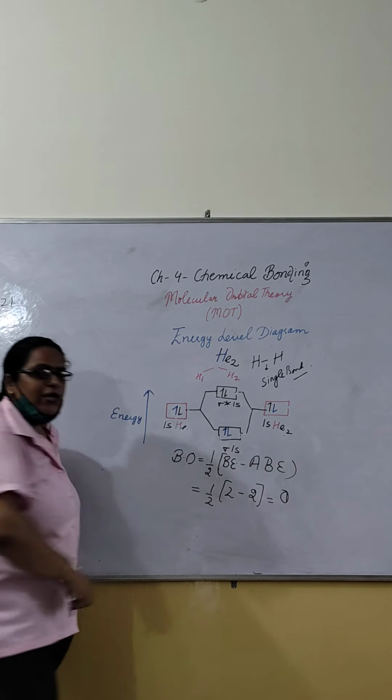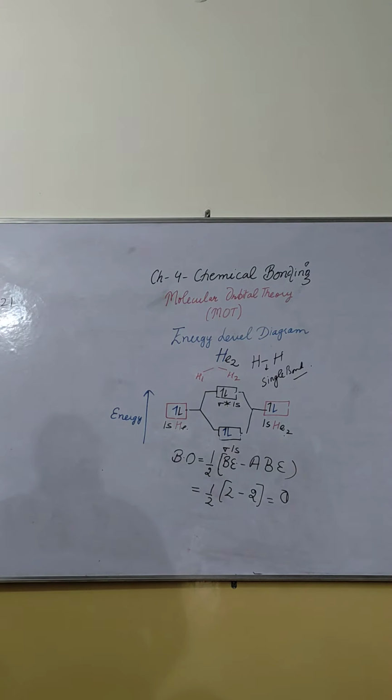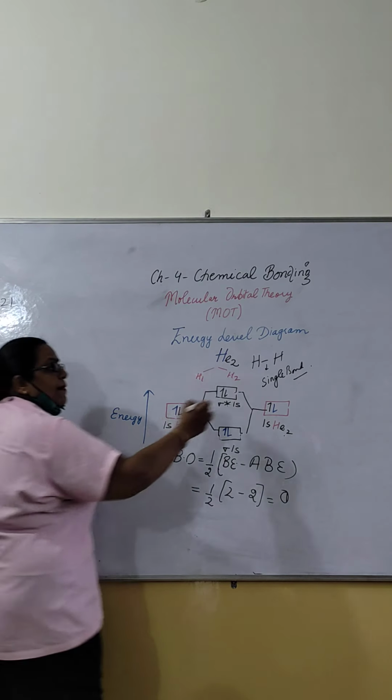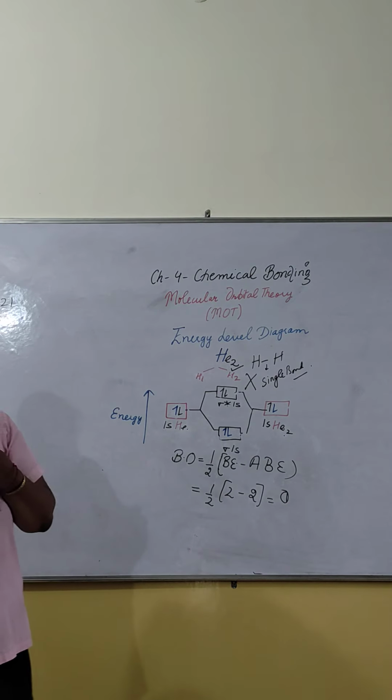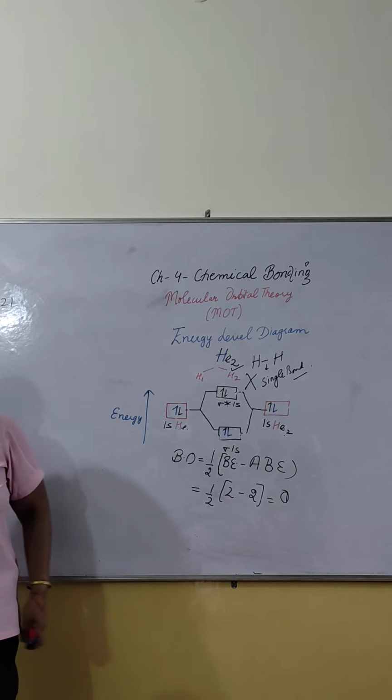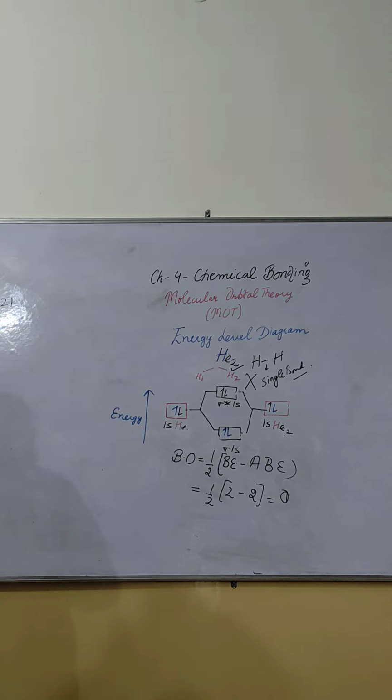The bond order is zero. Does this molecule exist in nature? That's why He does not combine to form He2. If you remember our first class, I told the same thing: why He does not combine to form He2. What was the reason? Because their bond order is 0.